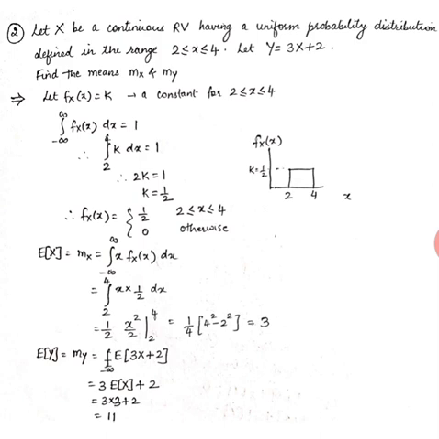Similarly, there is a random variable Y which is given, and its value in terms of the random variable X is 3X plus 2. So E of Y, we can write as E of 3X plus 2. E of Y, which is nothing but the mean of Y, that is my, is equal to expectation of 3X plus 2, which is 3 times E of X plus expectation of 2. Expectation of 2 is nothing but 2. So 3 times E of X plus 2. Now the E of X value we have already calculated as 3, so substituting, 3 times 3 plus 2, the value comes as 11.